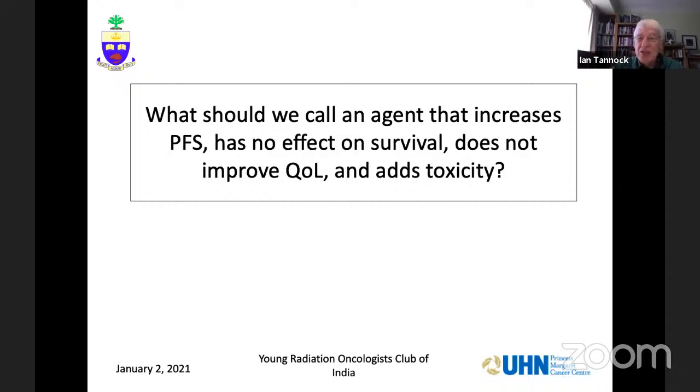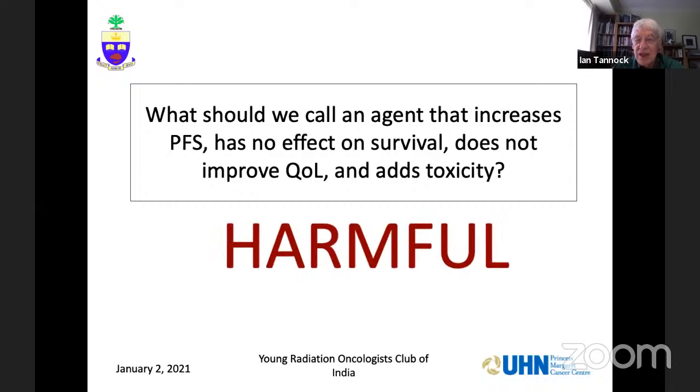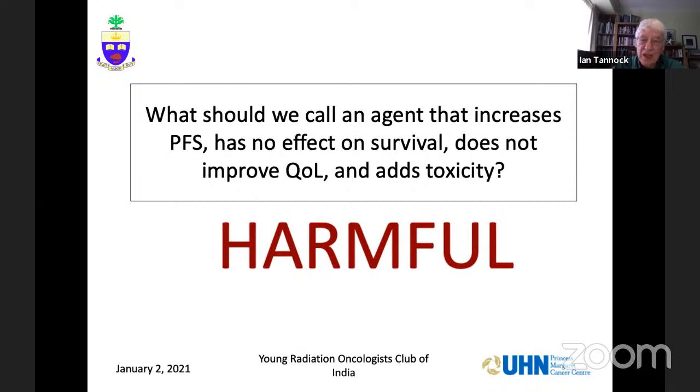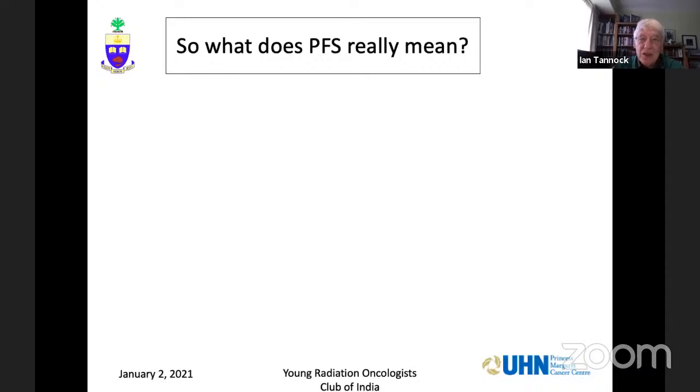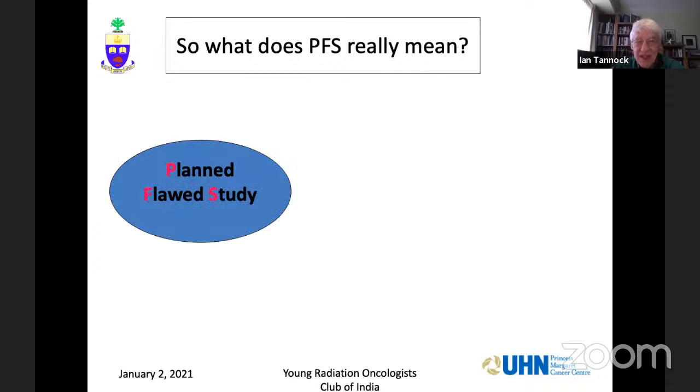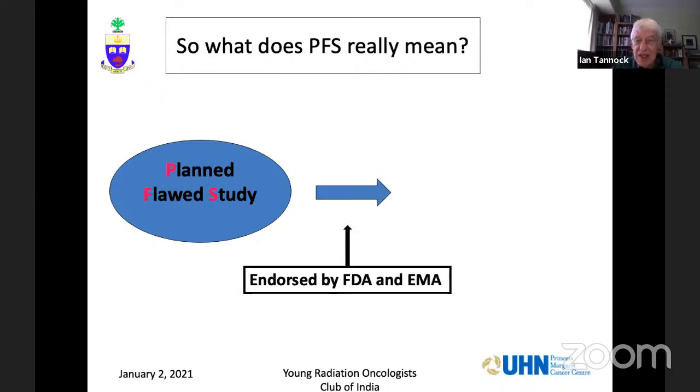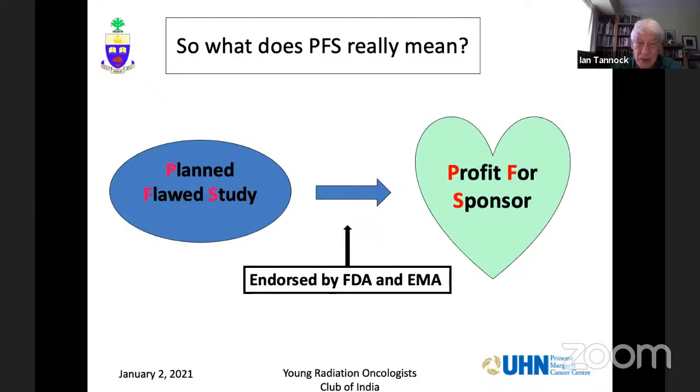So what should we call an agent that increases progression-free survival, doesn't affect survival, and doesn't improve quality of life and adds toxicity? Instead of registering it for use, we should call it harmful. So what does PFS really mean? This is my cynicism coming out. It is a planned flawed study. As long as the companies can get away with PFS for registering their drugs, they will use it. So it's endorsed by the FDA and the EMA, and it leads to profit for the sponsor. So different acronyms for PFS.